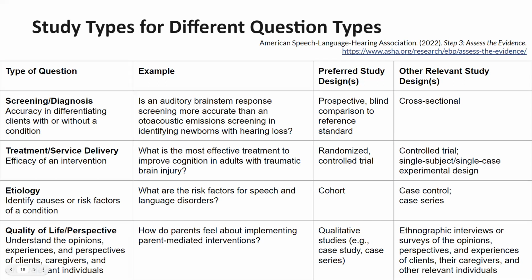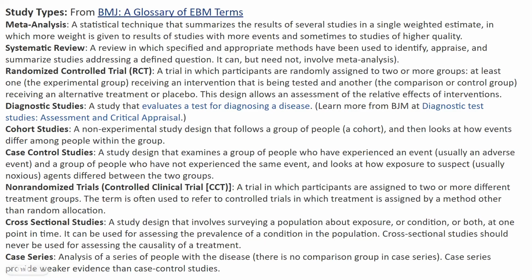For example, questions about whether a certain treatment would be more effective than another treatment are best answered by randomized controlled trials, but could also be answered by controlled trials or single subject, single case experimental designs. However, randomized controlled trials are preferred because they have a stronger study design and their results would theoretically have a higher chance of being valid. You can find a description of different study types from the British Medical Journal's Glossary of Evidence-Based Medicine Terms.